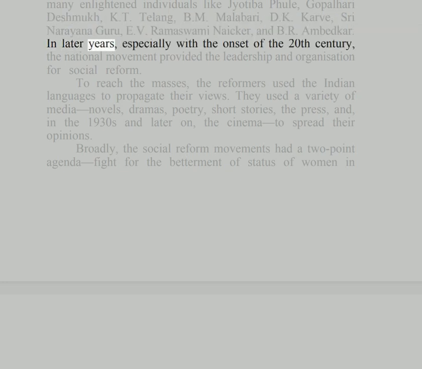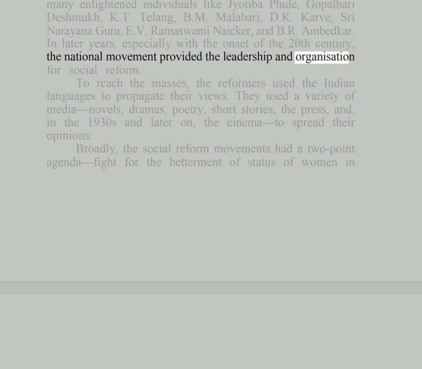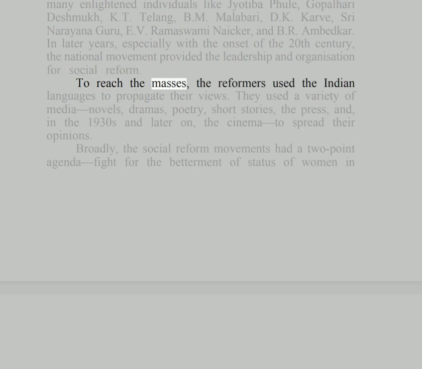In later years, especially with the onset of the 20th century, the national movement provided the leadership and organization for social reform. To reach the masses, the reformers used the Indian languages to propagate their views. They used a variety of media: novels, dramas, poetry, short stories, the press, and, in the 1930s and later on, the cinema, to spread their opinions.